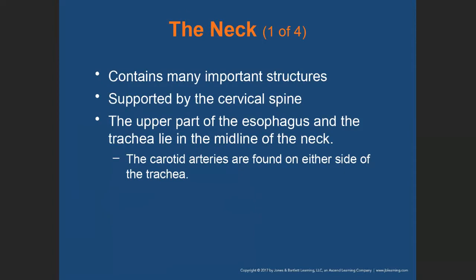Now for the neck. The neck contains many important structures supported by the cervical spine. The upper part of the esophagus and the trachea lie in the midline of the neck. The esophagus is posterior and it goes to the stomach. The trachea is anterior and it goes to the lungs. The carotid arteries are found on either side of the trachea, and these arteries supply the head and brain with blood.